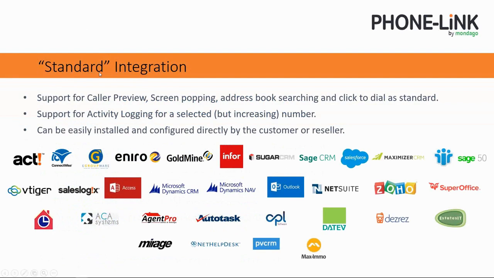So a standard integration is an integration where it supports all of the basic features that we like to have. So the ability to work with the caller preview screen, the ability to do screen or contact popping, support address book searching, and also click to dial. Now, there are a very small number of these integrations that will also support activity logging. And as time goes by, we are looking to increase the number of integrations that have that facility.